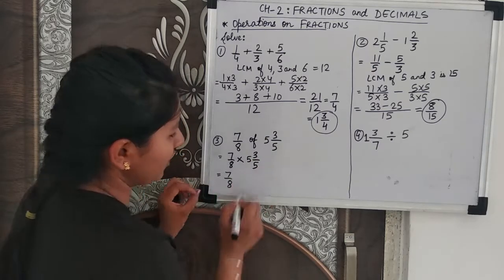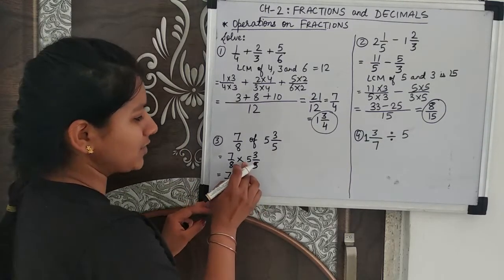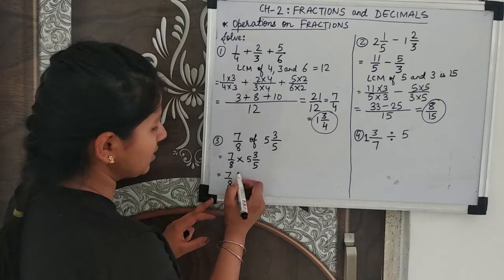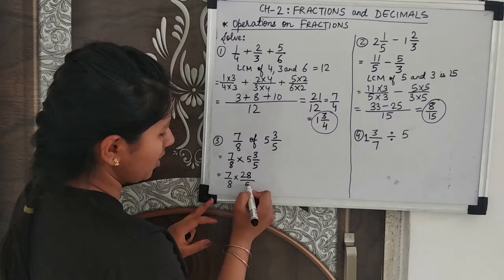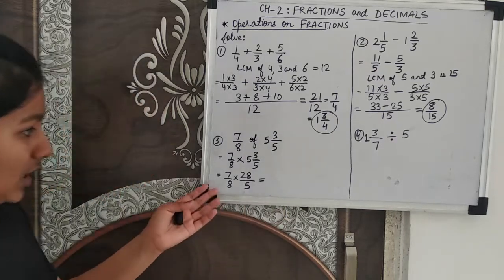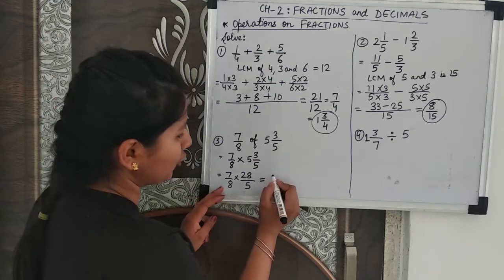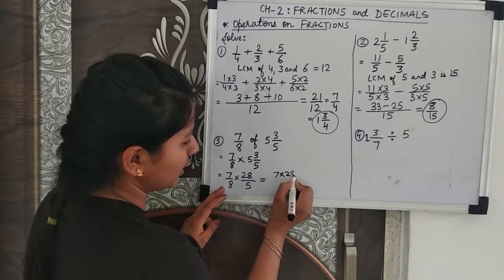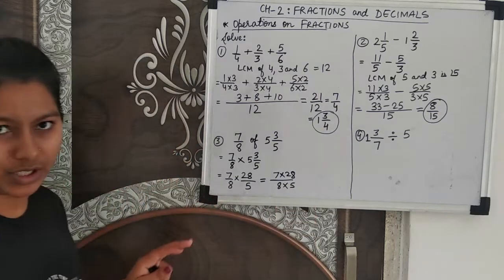Now again this is a mixed fraction, so we are converting the mixed fraction to improper. 5 5s are 25, 25 plus 3 is 28 upon 5. So in case of fraction multiplication, what we have to do is simply multiply numerator by numerator and denominator by denominator.